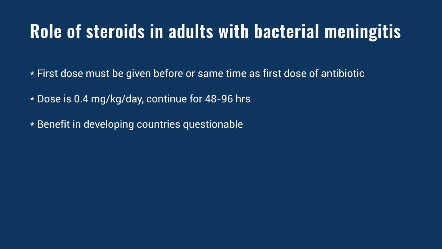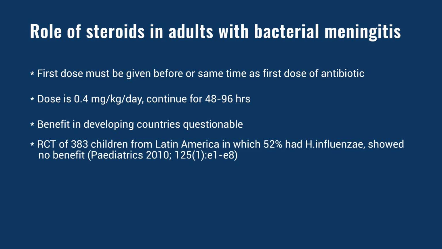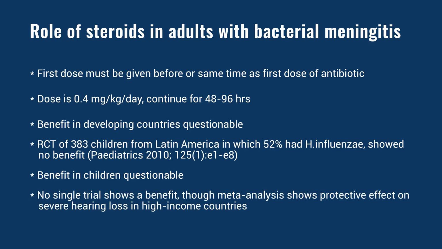Recent studies have questioned the benefit of steroids, especially in developing countries and especially in children. So it works best in adults with pneumococcal meningitis. Certainly that first dose is important, and then when you make your diagnosis, you can decide whether to continue it or not.